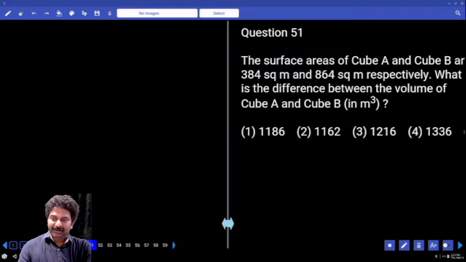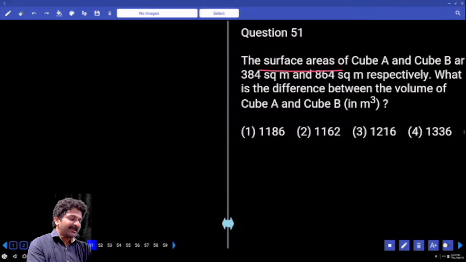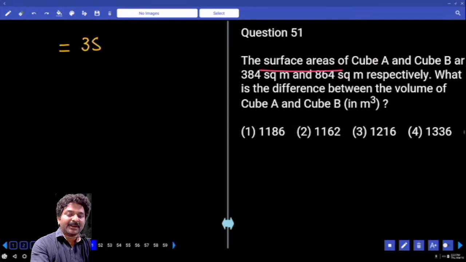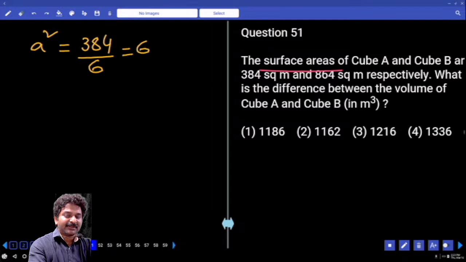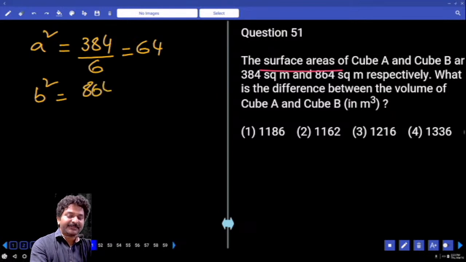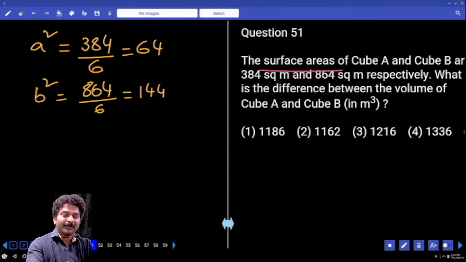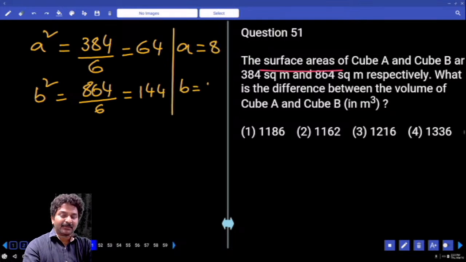So let's do it. Surface area. A cube will have how many sides? 6 sides. Each side's area is a square only. That means 6a square is equal to 384. That means a square is equal to 384 divided by 6, which is 64. Then a is 8. Next, 6b square is equal to 864, so b square is 864 divided by 6, which is 144. From this, we get a equals 8 and b equals 12.